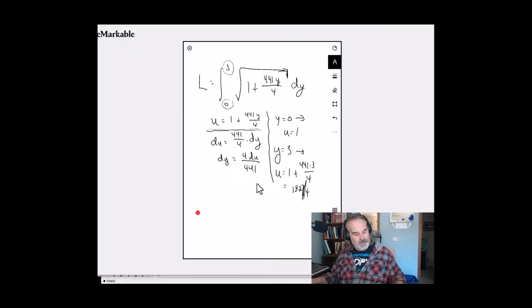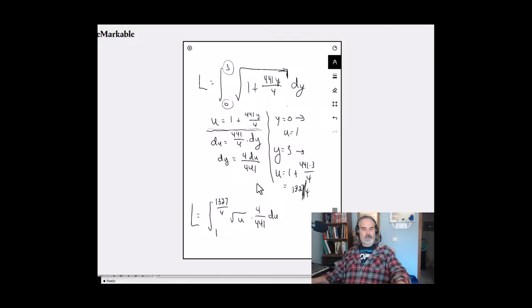However, once we put all that in place, now we have this arc length integral: the integral from 1 up to 1327 over 4, of square root of u times 4 over 441 du. So this right here is the square root of u, dy is this stuff, and then we also changed the limits of integration.